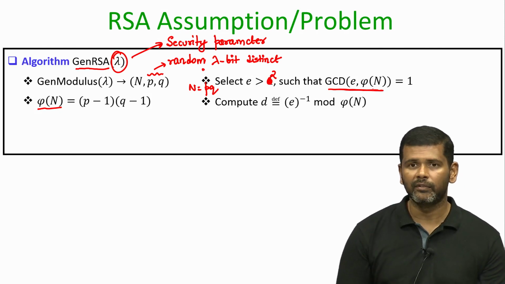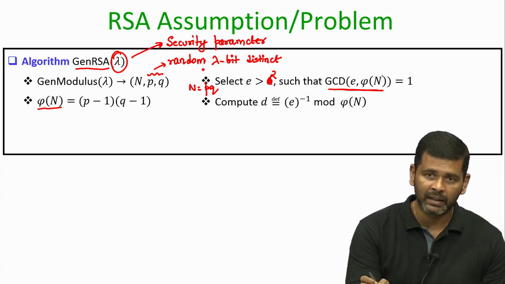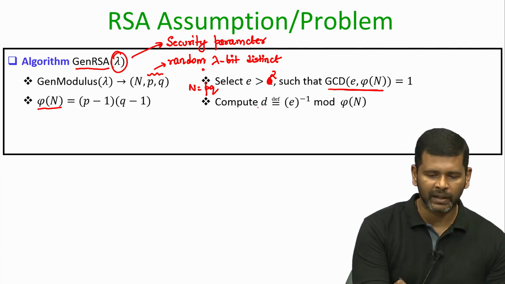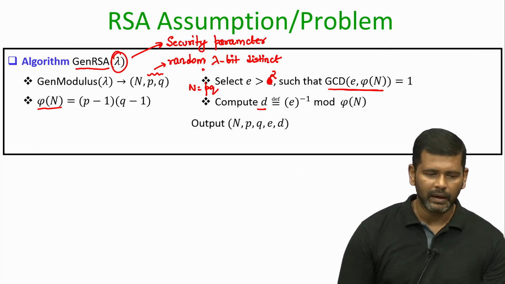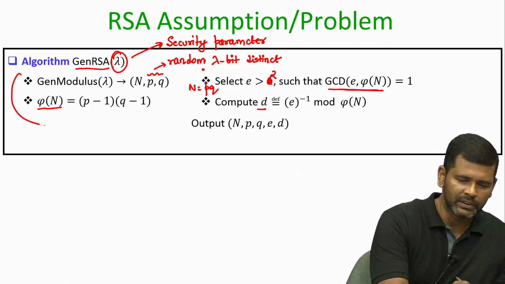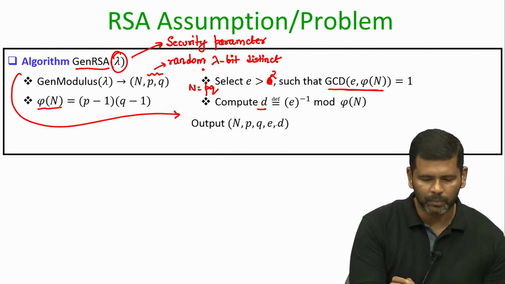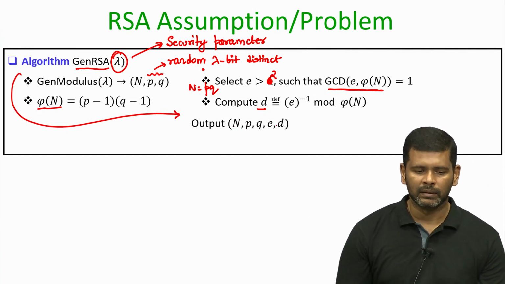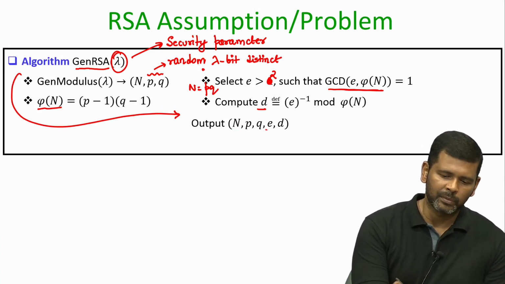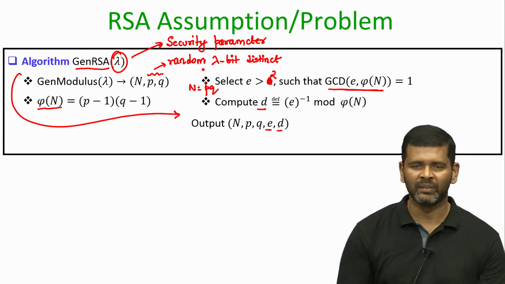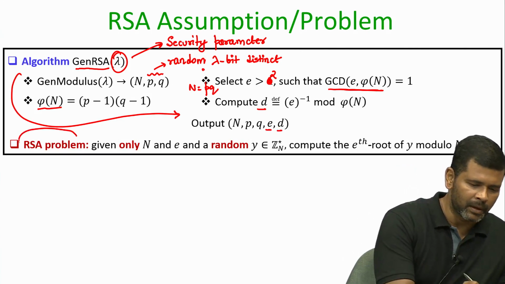If it is relatively prime to phi of n and we know the value of phi of n, then by running the extended Euclid's algorithm we can compute its multiplicative inverse, call it d, and then the output of this Gen RSA algorithm is this 5-tuple, namely the modulus n, its prime factors, the exponent e, and its multiplicative inverse, the exponent d. And what is an RSA problem instance?